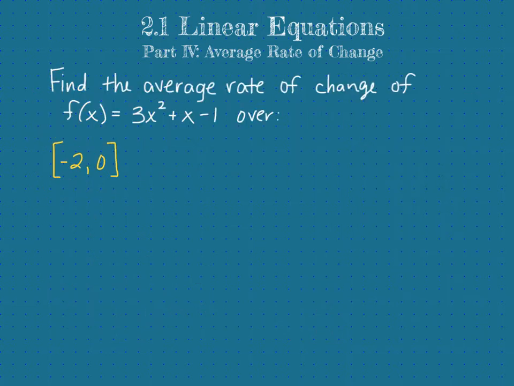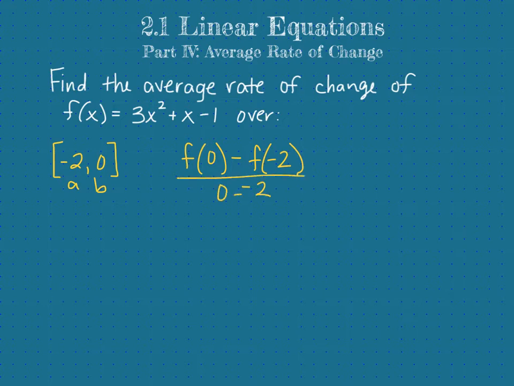Okay, in this next example, we do not have anything graphed, so it will have to be entirely algebraic. We want to find the average rate of change for this quadratic function over the interval from -2 to 0. So let's get it set up. We will do f of, so this is our a and this is our b. So we'll do f of 0 minus f of -2 all over 0 minus -2.